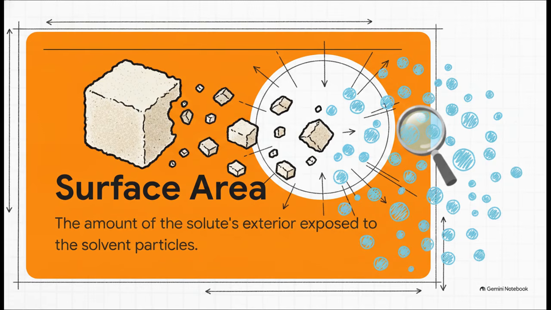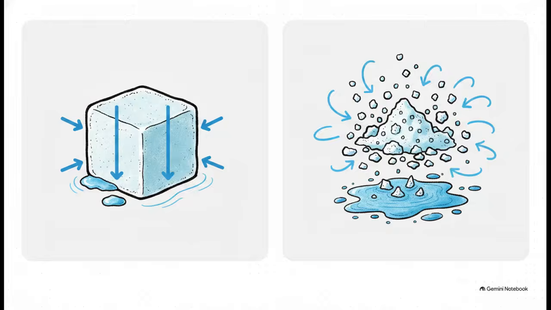Surface area is the total amount of the solute's exterior that is physically exposed to the solvent. And why does this matter? Because water can only dissolve what it can actually touch. It has to work from the outside in. So let's compare a solid sugar cube to a pile of powdered sugar. A sugar cube has a really low surface area relative to its size. Why? Because all the sugar trapped deep inside the middle of the cube is completely hidden and protected from the water. The water has to slowly eat away at the outside layers just to get to the center.